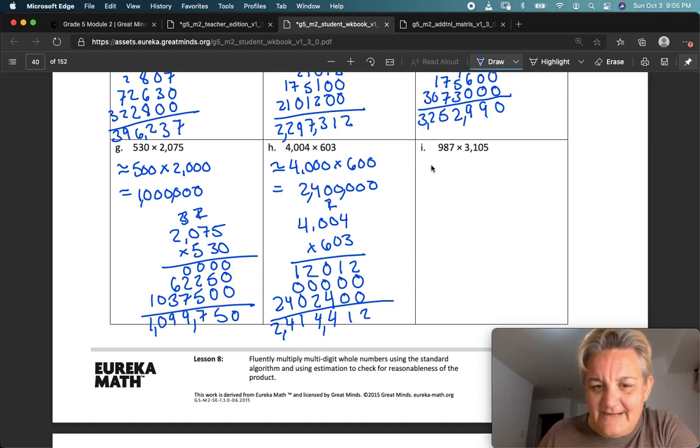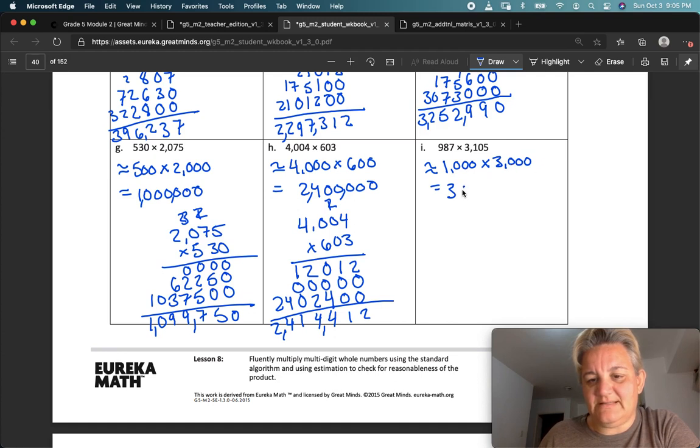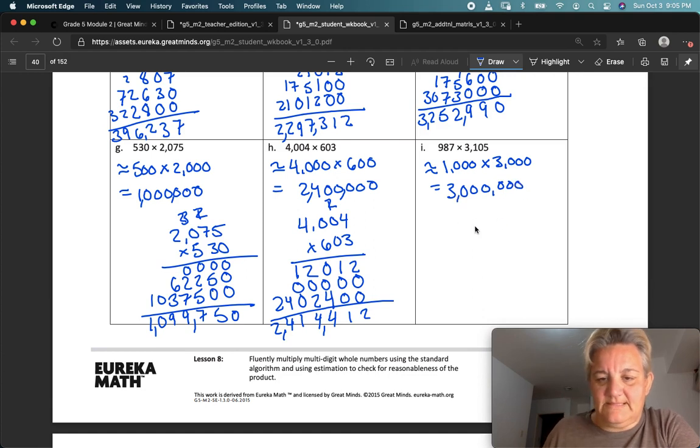Okay, and here I'm going to estimate, and I'm going to actually round this up to the nearest hundred, which is 10 hundreds, which is actually 1,000. And this goes down to 1,000, so that's going to be 3,000. And 1 times 3 is 3, plus 1, 2, 3, 4, 5, 6 zeros. So 3 million is our estimate. Let's see what we get.